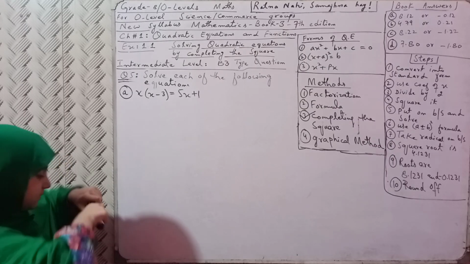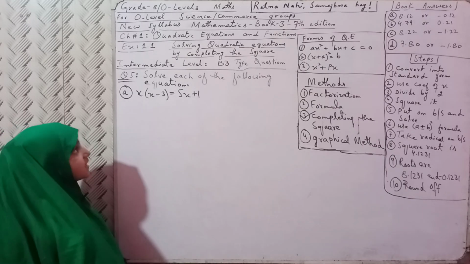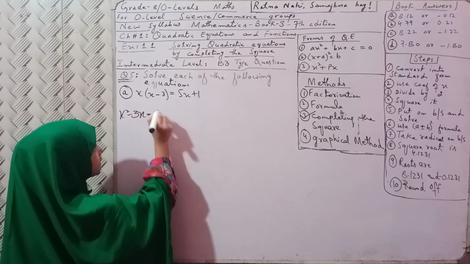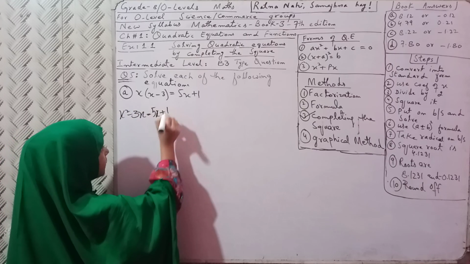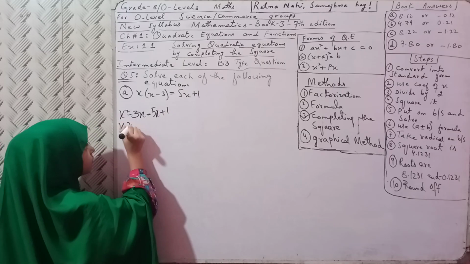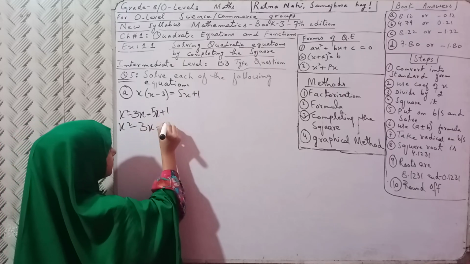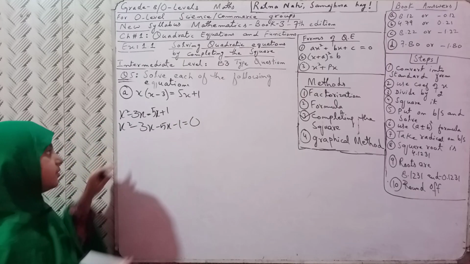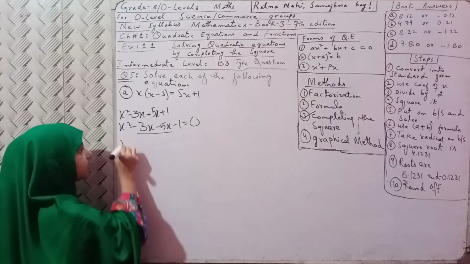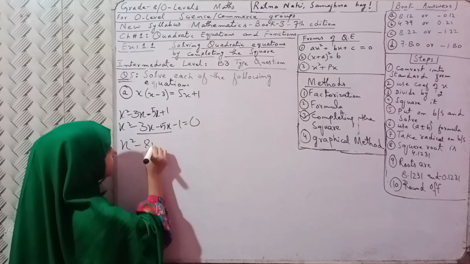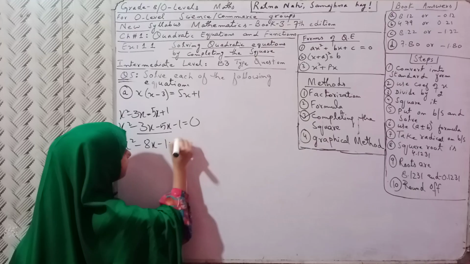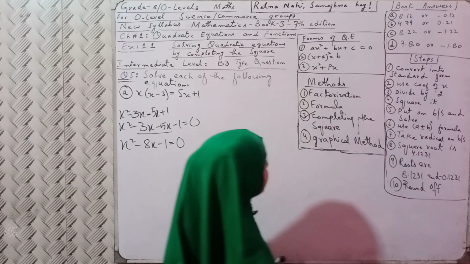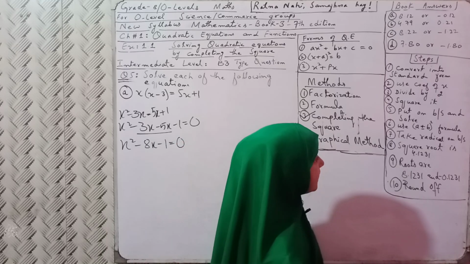Okay, so the first step is convert into standard form. So first of all, here will come x square minus 3x is equal to 5x plus 1. Then this will become x square minus 3x minus 5x minus 1 is equal to 0. So here will come x square minus 8x minus 1 is equal to 0. Now use coefficient of x, divide by 2, square it, put on both sides and solve.